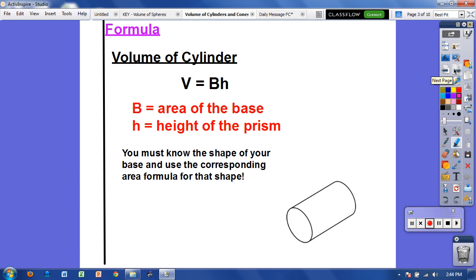And so the formula for volume of a cylinder is V equals capital B times H. In this case, capital B means the area of the base, and H means the height of the cylinder. It's highly important that you know the shape of the base so that you can get the area of that shape. Capital B means you get the area of the base. Well, if your base is a circle, then that really means you need to get the area of a circle.